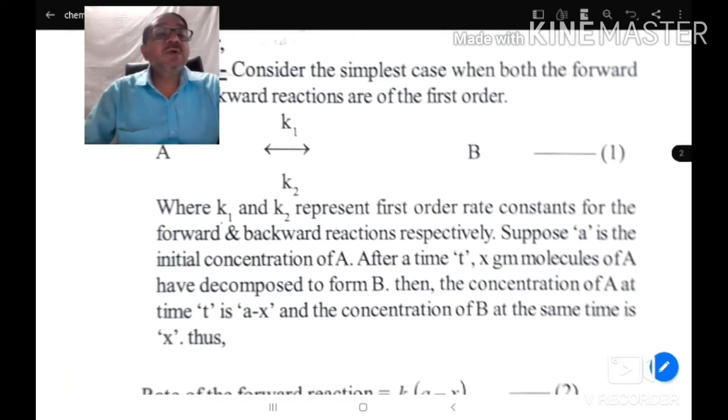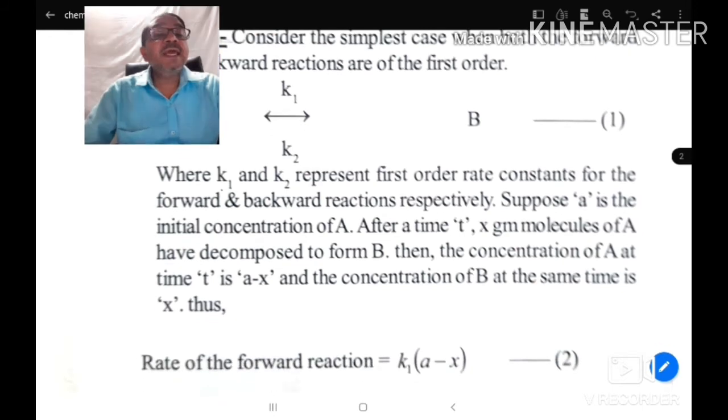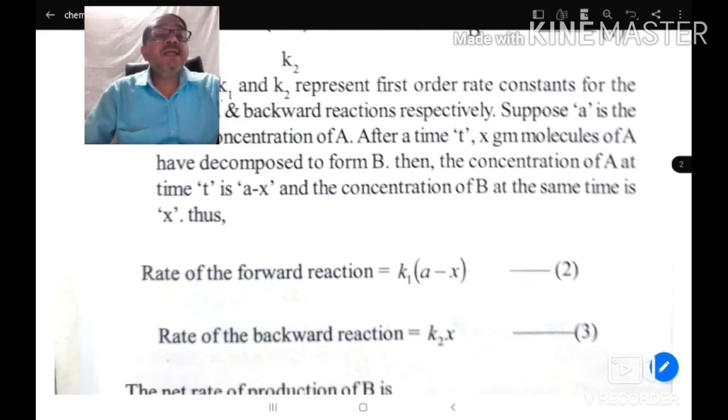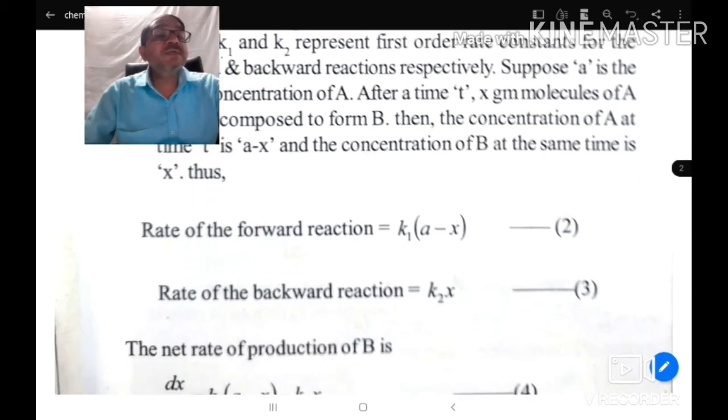Suppose a is the initial concentration of A. After a time t, x gram molecules of A have decomposed to form B. Then the concentration of A at time t is a minus x, and the concentration of B at the same time is x. So the rate of the forward reaction is equal to K1 into a minus x. Label this as equation number 2. The rate of the backward reaction is equal to K2 into x. Label this as equation number 3.